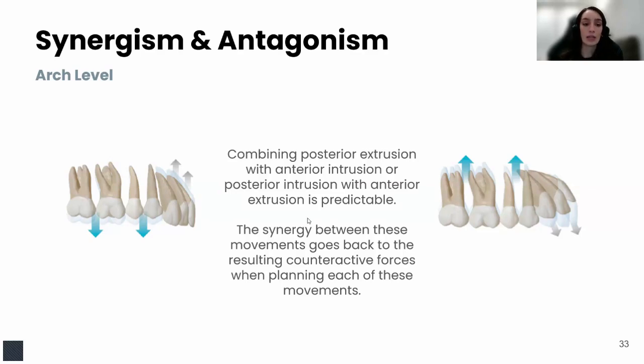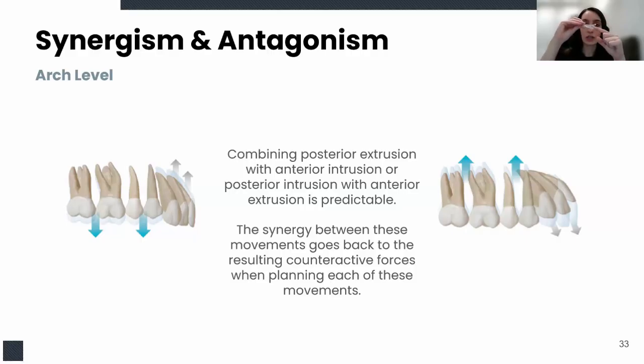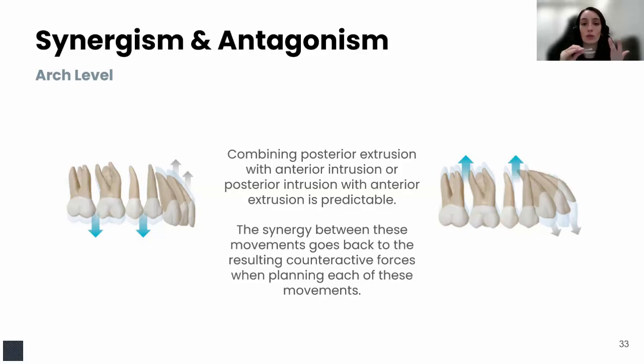Whenever I'm planning some sort of extrusion for the posterior teeth, there will be a counteractive force that is causing the intrusion of the anterior teeth. So again, if I take my aligner as an example and press down on it here, you will see that the anterior segment is actually being pushed upwards. So there's always some sort of counteractive force acting against the force that I am planning. When I extrude, the anterior segment will be intruded. So it's actually recommended to always plan the extrusion of the posterior segment along with the intrusion of the anterior segment. And the opposite is true.